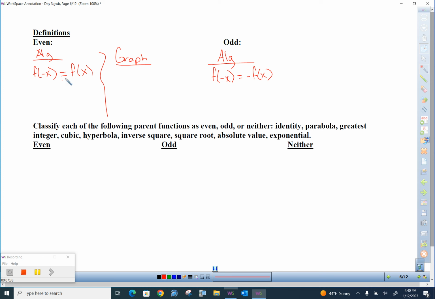But there's also the graph version. The graph version of even: if you plug in opposite x values and get some y value here, and that same y value over here, that's reflection symmetry over the y-axis. Graphically, odd says if I plug in x and negative x, I get some y value here, and this y value is going to be the opposite. So that's our rotational symmetry through the origin.